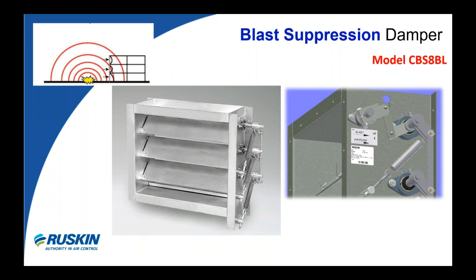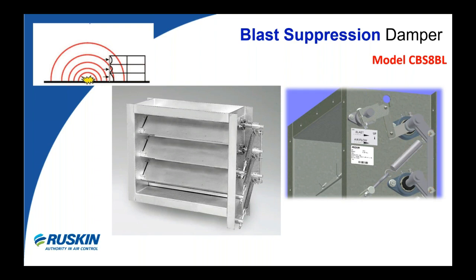Once the blast event has subsided, the locking mechanism is easily released, allowing the blades to spring back to the open position. The CBS8BL has been tested for effective blast suppression up to 44 psi reflective pressure. This damper provides protection of equipment and systems resulting primarily from dust or vapor cloud explosions. These events are oftentimes witnessed on offshore oil platforms, chemical storage facilities, military bases, power plants, and refineries.